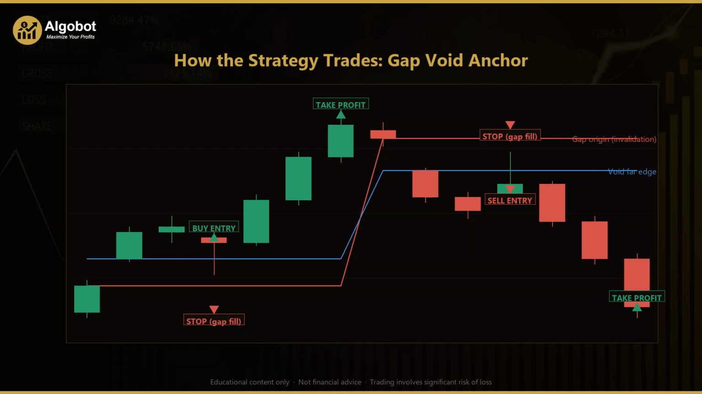A couple of candles later, price rallies back up into the void, but the candle closes below the gap origin and finishes bearish. That defended retest signals the sell entry. The stop rests just above the gap origin, and the target is again twice the risk. Price then rolls over and falls to the take profit near 10840. Notice how both trades only acted after the void was retested and defended, never on the gap bar itself. This is for educational illustration only.